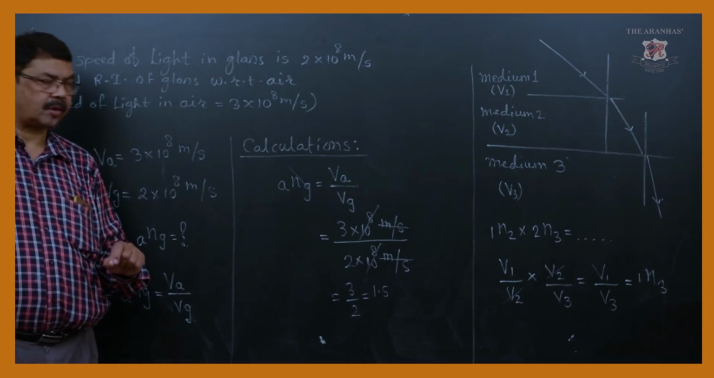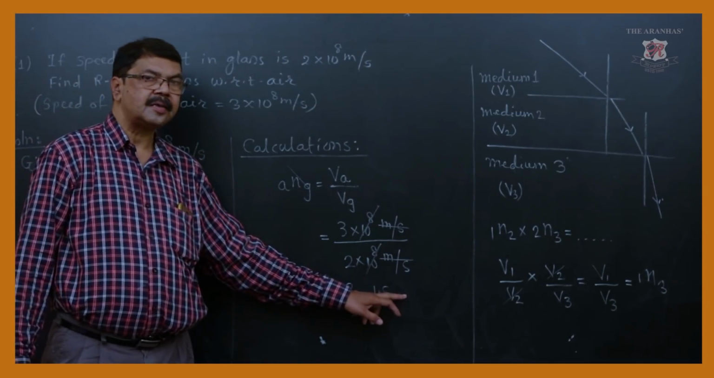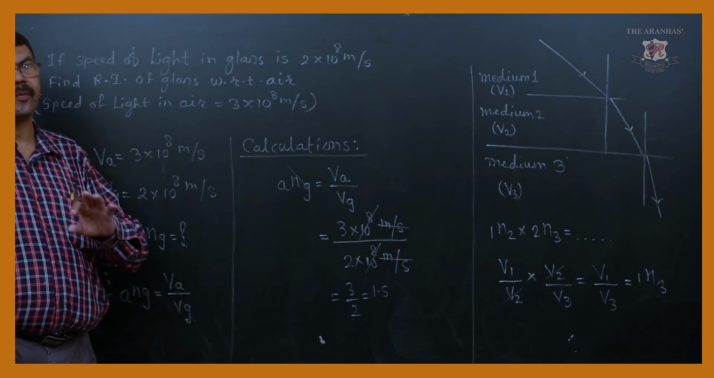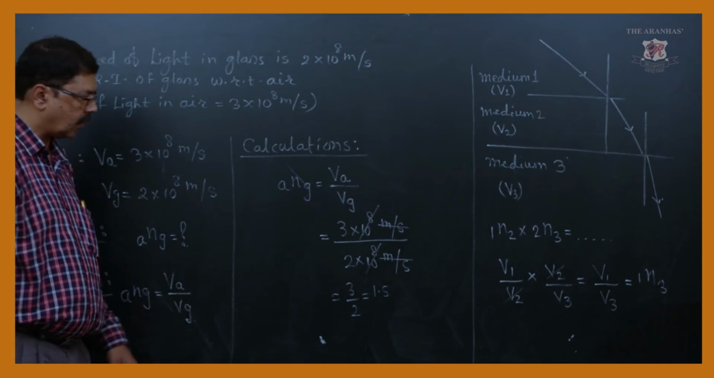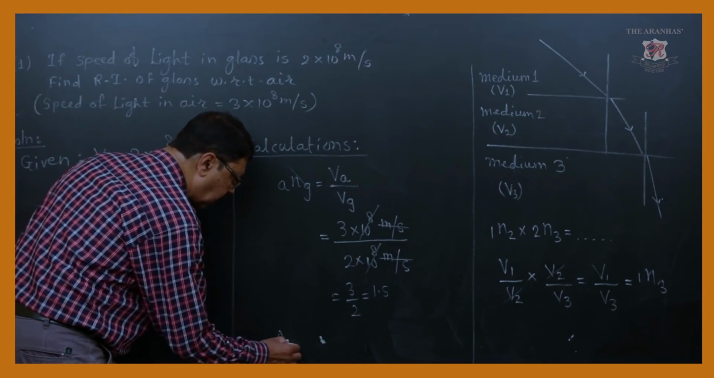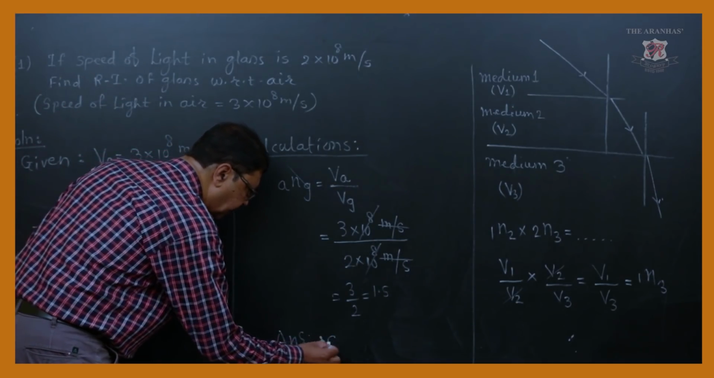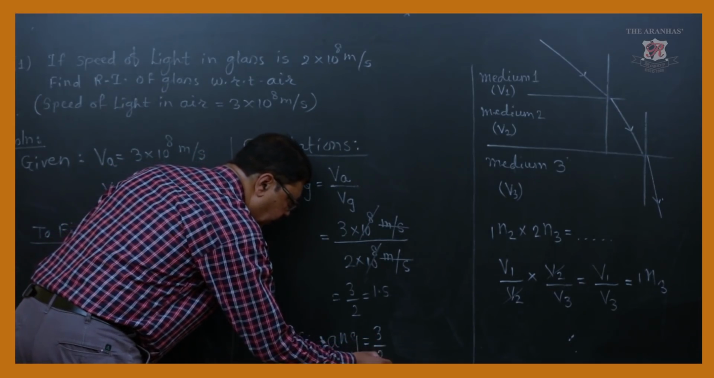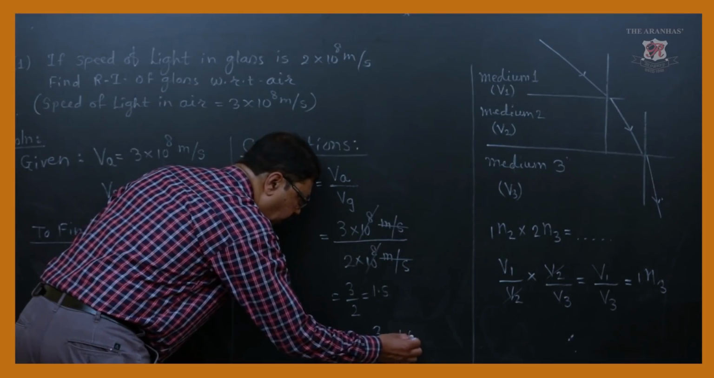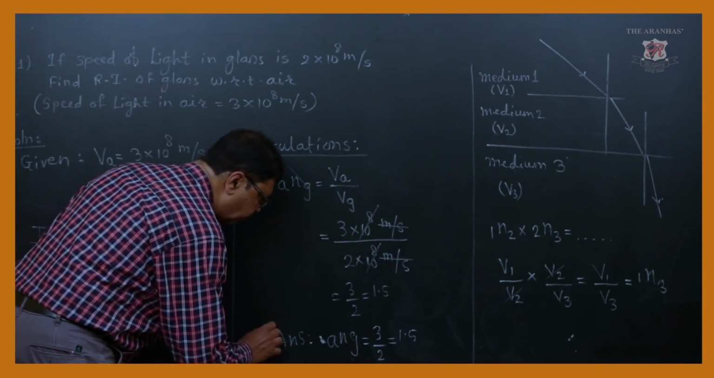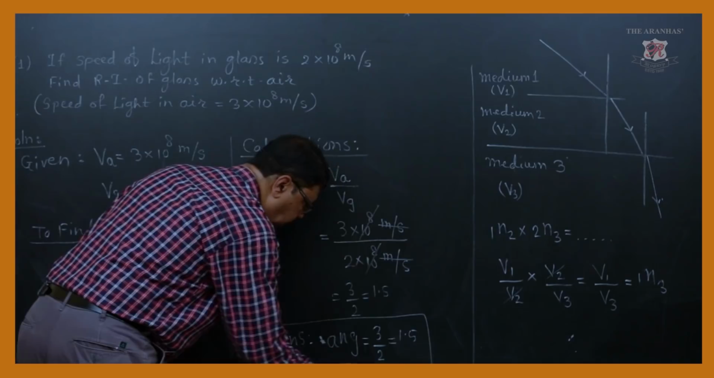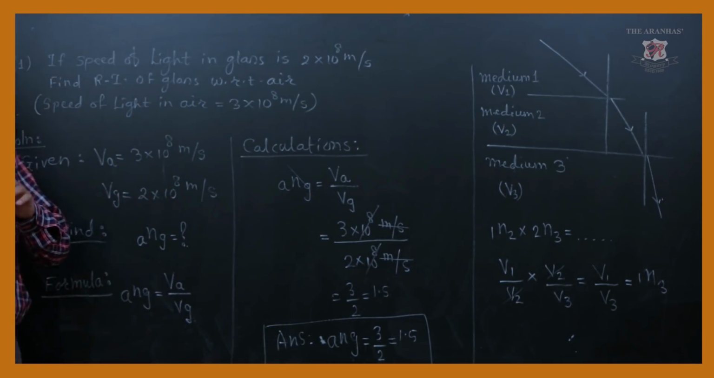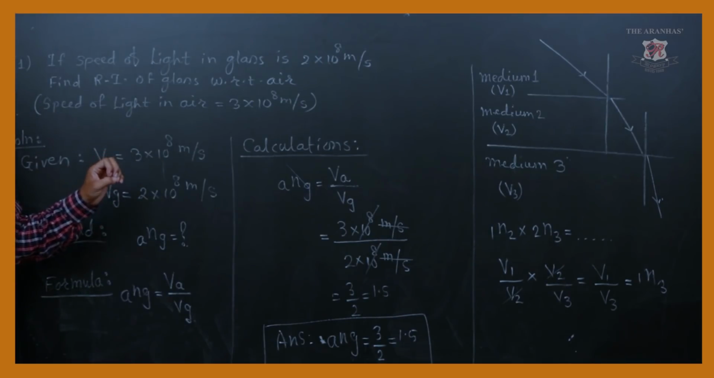Many times it is observed that here the unit is written as meter, but refractive index is a physical quantity which does not have any unit, and hence write the answer a_n_g equal to 3 by 2 or 1.5. Generally, put a rectangle for the final answer. This is the way you are supposed to approach. To understand, I have taken the easiest one.